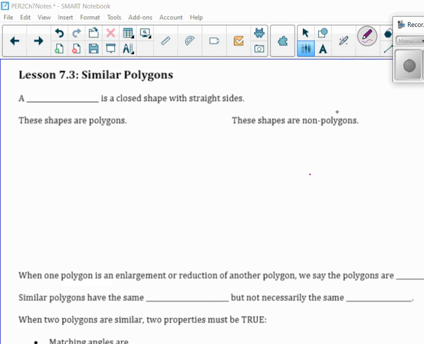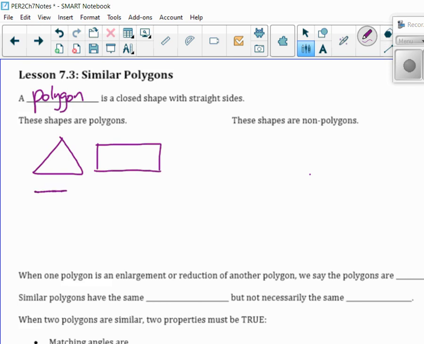So now we're going to move on to similar polygons. And if you didn't know what a polygon was, let's go over the definition. A polygon is a closed shape with straight sides. So a triangle: closed, straight sides. A rectangle is a polygon: closed, straight sides. A square, that's not a very good square.